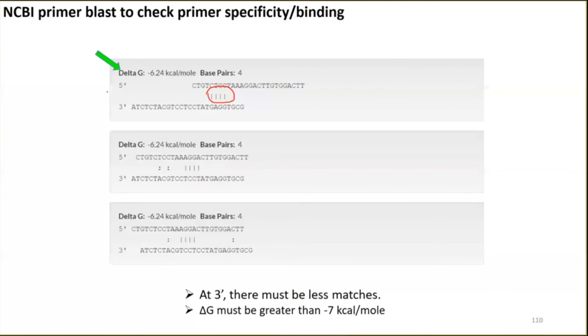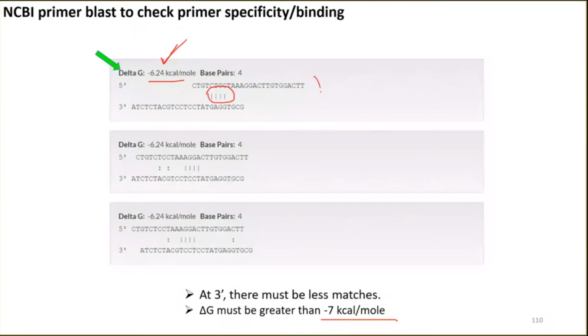If the heterodimer energy is very low, it means they will easily make the heterodimer. You can see this is -6.24 kilocalorie per mole, and if the energy is greater than -7, then it will not make the heterodimer. The energy is well above -7, it is -6.24. So these two primers will not make the heterodimer. This way we tested the primers.